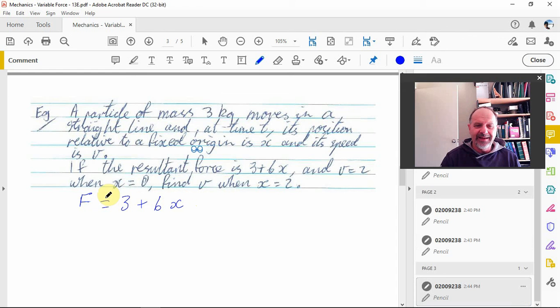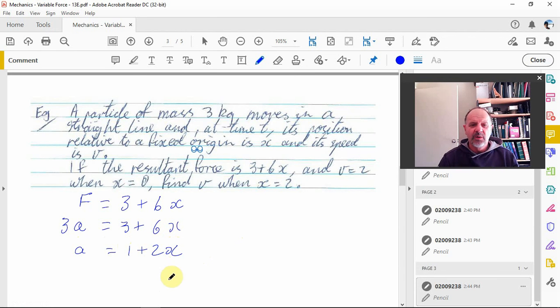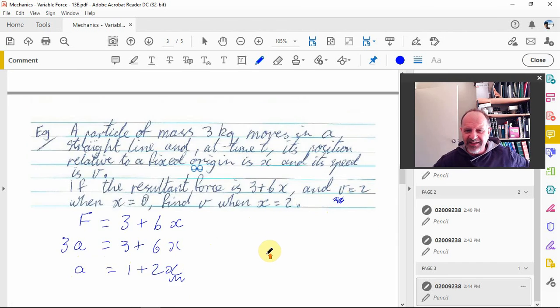Alright, so again, Newton's second law: resultant force is mass times acceleration. The mass is 3, acceleration is a, so we've got 3 plus 6x. Divide everything on both sides by 3 and you get 1 plus 2x as the acceleration. Alright, so we want v here. We've got x, and so what we want is the expression with v and x in it.